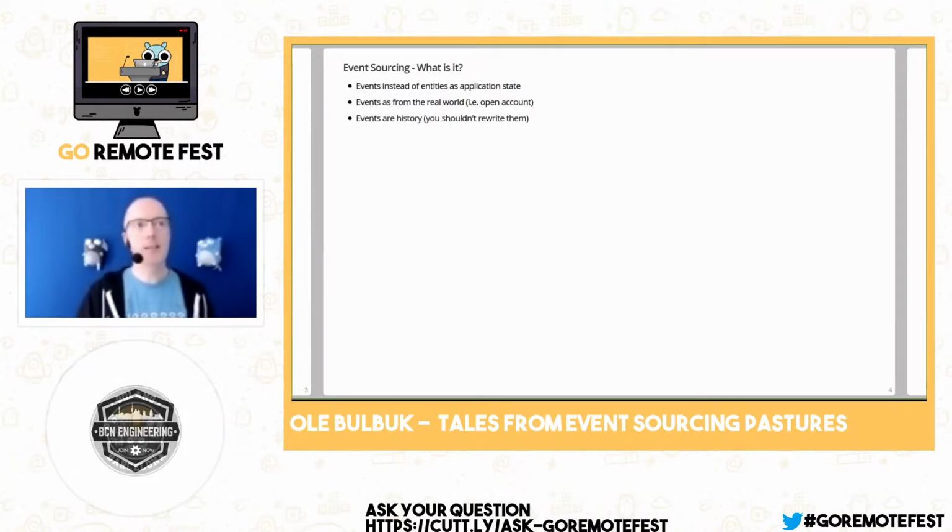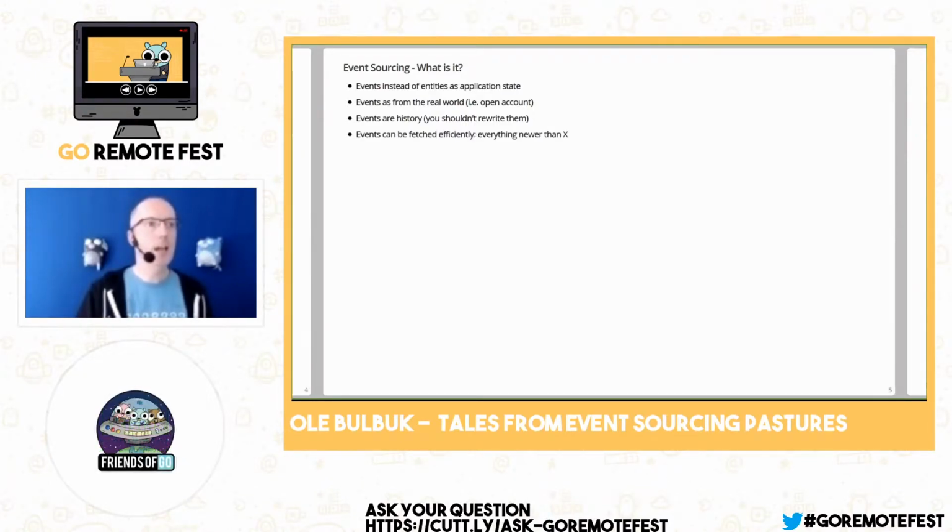Further events are history. So you record them after the fact and you shouldn't rewrite them. Instead, you create new events that change the state, and then you can later see what has been going on. And events can be fetched very efficiently, either since the beginning of time or everything newer than X.